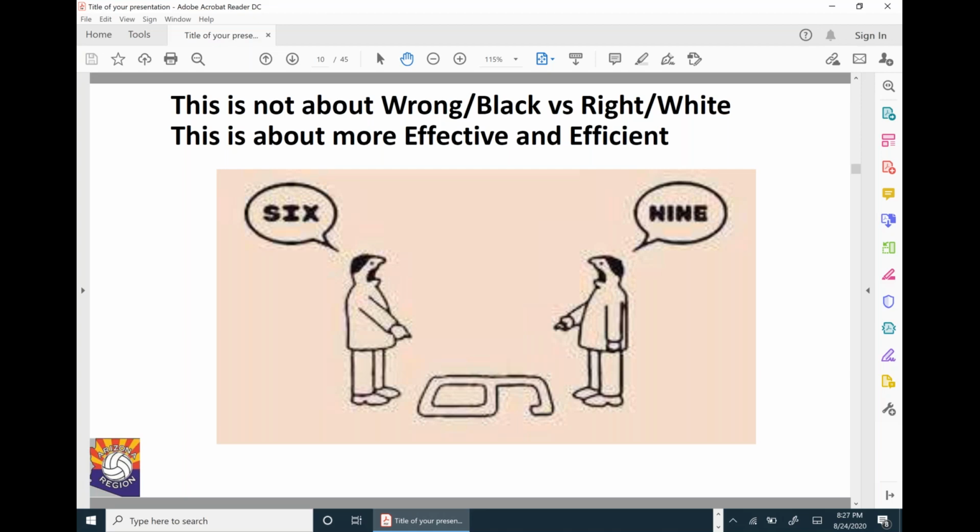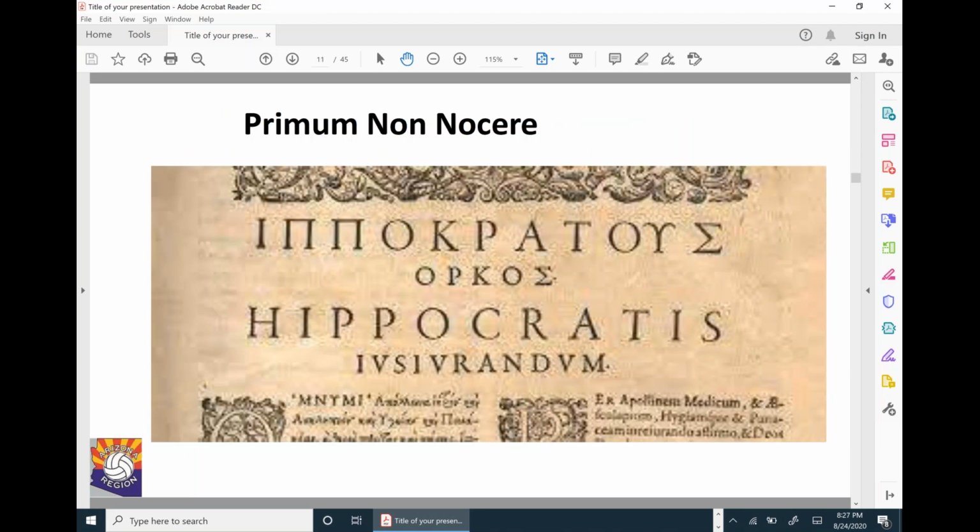And I also want to say, first, do no harm. In Greek, this slide shows the Hippocratic Oath of doctors, but I kind of think it's the Hippocratic Oath of coaches, that we first must do no harm, which means primum non nocere.